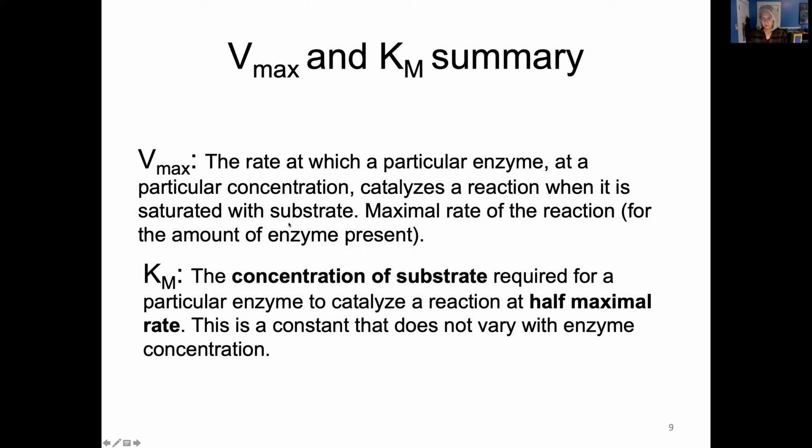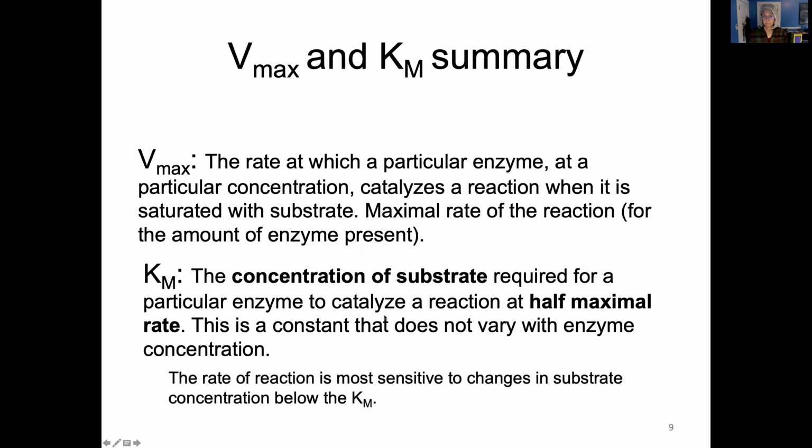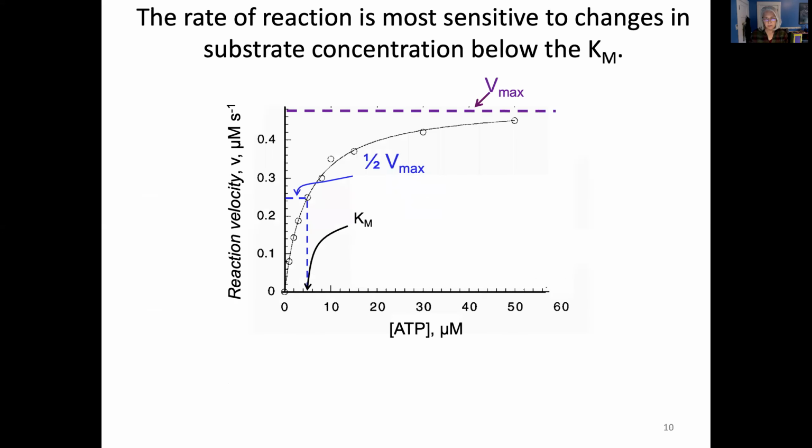Whereas Vmax, if we remember back to Yenta, when we doubled the number of Yentas, the maximal rate doubled. Well, Vmax changes with enzyme concentration. Okay, so another important thing about Km is that the rate of the reaction is most sensitive to changes in substrate concentration below the Km. So let's explore that for a moment.